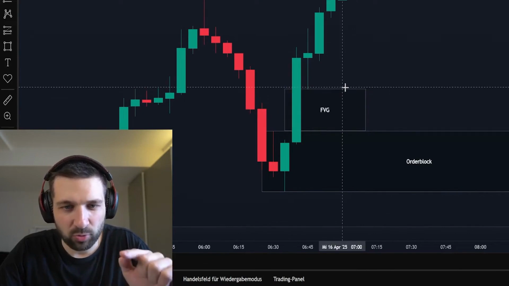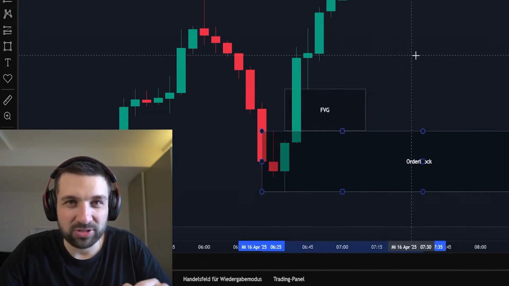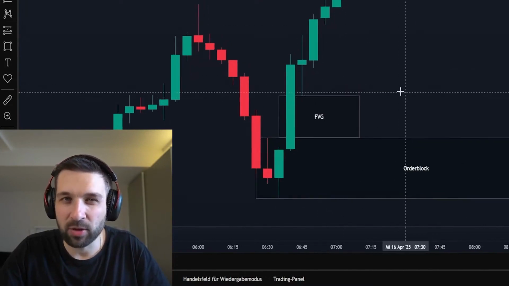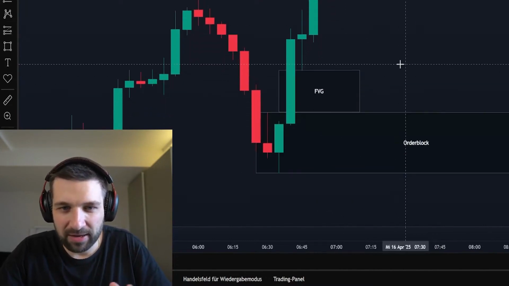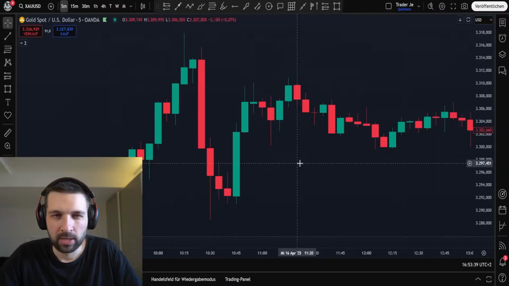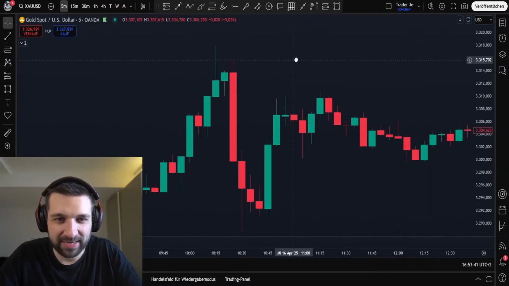What's really important for you is fair value gap and order block. These two combined are what we really need along with this aggressive move in the long direction. If we have that in this combination, then it's truly a very, very good order block. That means let's take a look at another example now.